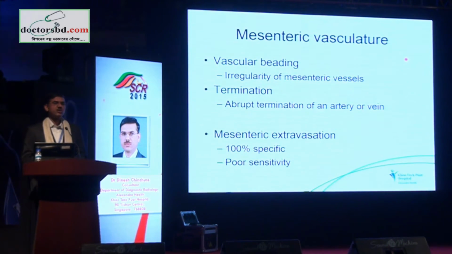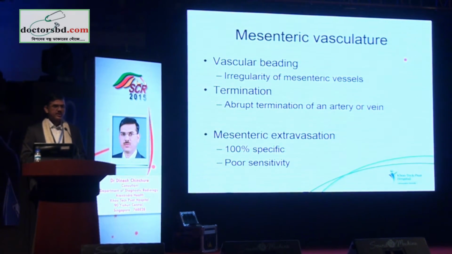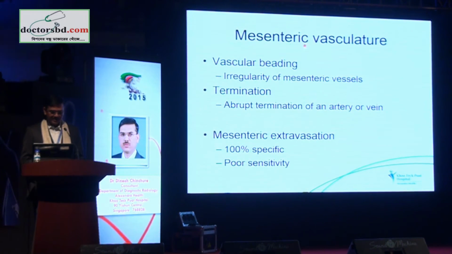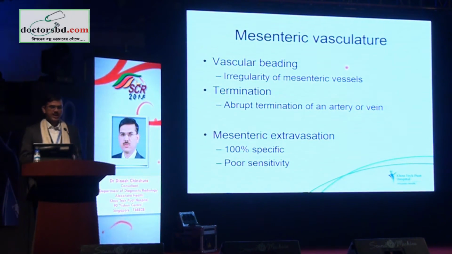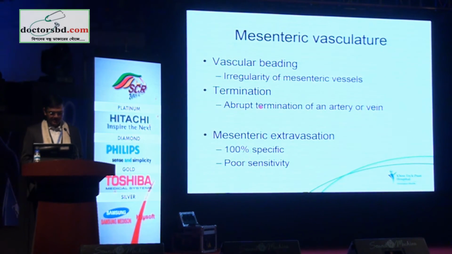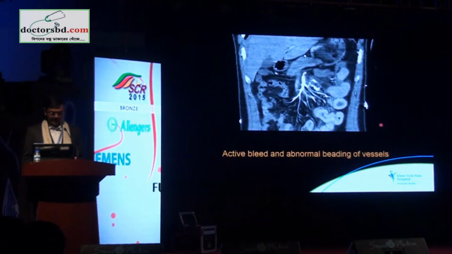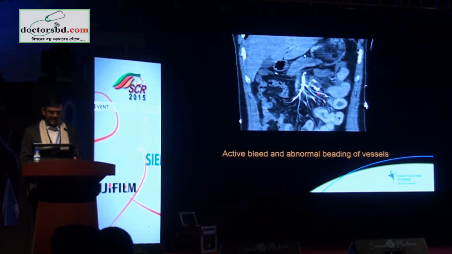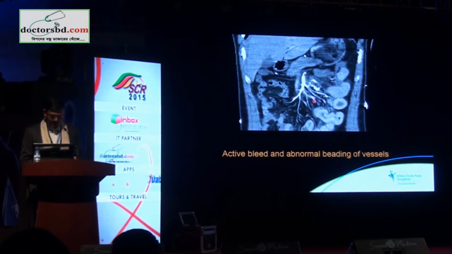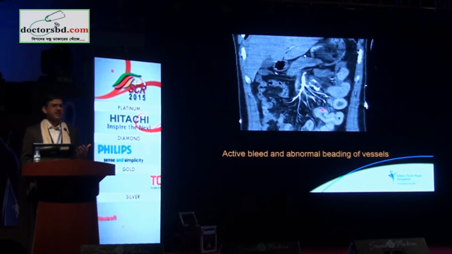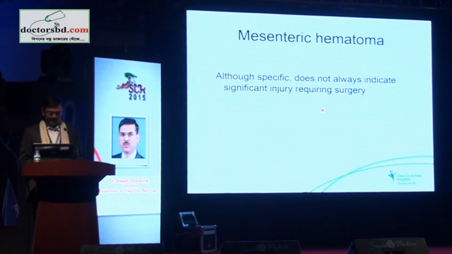Mesenteric vasculature evaluation is sometimes very difficult on the CT scan, but the way we can do it is you use the coronal images. The important signs of mesenteric injuries are vascular beading, which is irregularity of the mesenteric vessel, abrupt termination of the mesenteric vessels, and of course the mesenteric extravasation. If you see them, then suspect mesenteric injuries. So we can see that there is active bleeding here, and if you look carefully, these mesenteric vessels look beaded in appearance. Even in the absence of these, we should suspect significant mesenteric injuries.